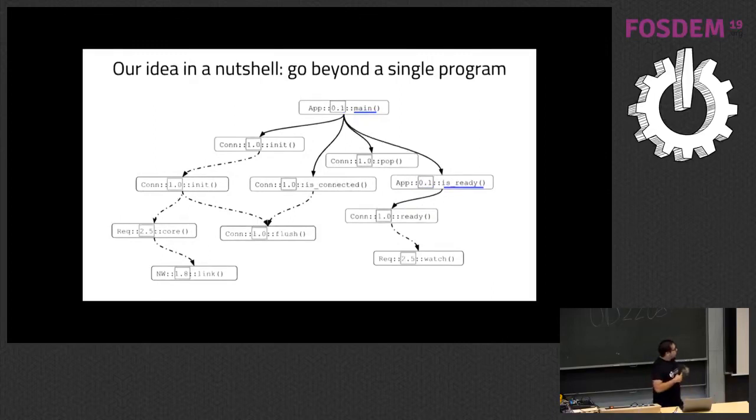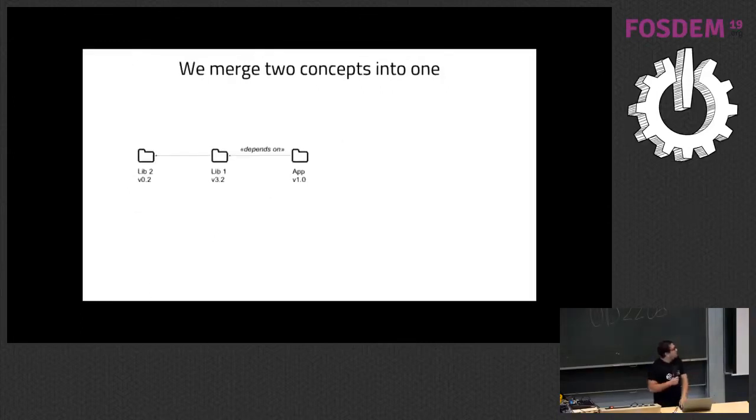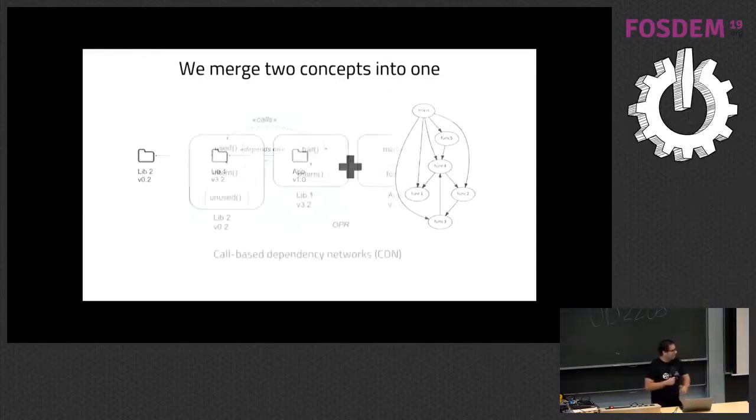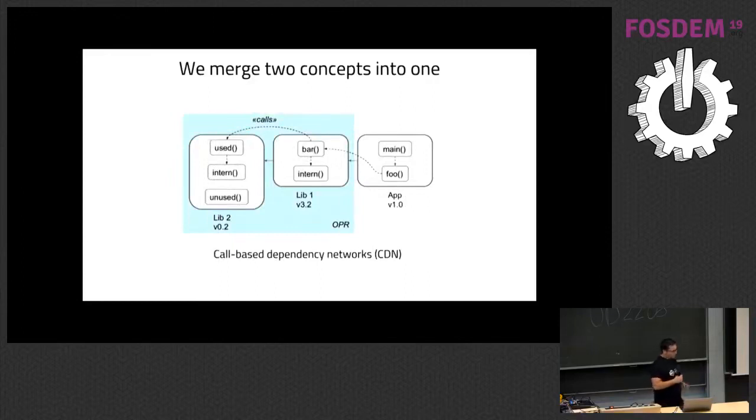The second part of this idea is that we not only capture the functions, but we also annotate them with the versions. By doing so, we can merge two concepts together, the dependency network and the call graphs, and together we get something called a call-based dependency network.